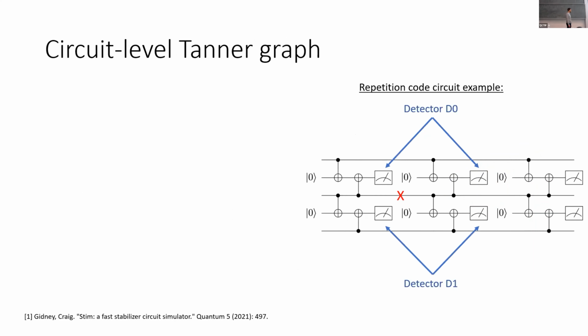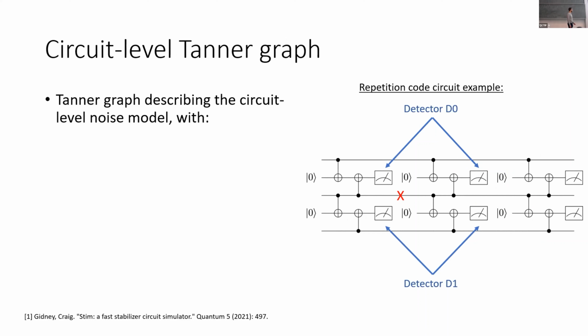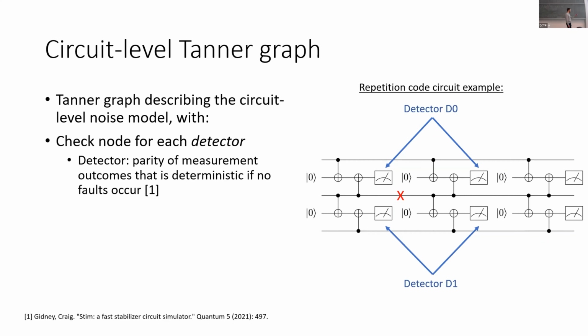So what's a circuit level Tanner graph? It's a Tanner graph describing the circuit level noise model where you have a check node for each detector, and a detector is just the parity of measurement outcomes that is deterministic if no faults occur. So you can see detector D0 there. There are 2 consecutive measurements in this repetition code circuit, just the parity of those 2, and that will have even parity if no errors occur in the circuit.